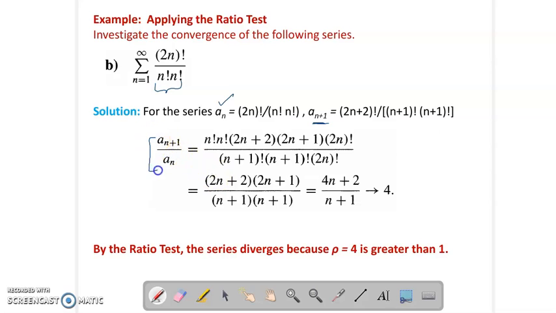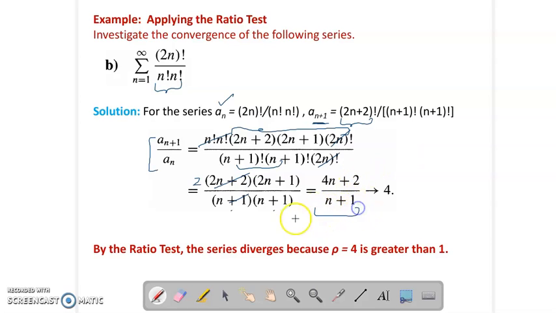Now look at this ratio a_(n+1) by a_n. When you write a_(n+1) by a_n, write (2n+2)! as (2n+2) into (2n+1) into (2n)!, so that this (2n)! cancels out with (2n)!. This n! cancels out with these ones. You have (n+1) in the denominator, and in the numerator you have (2n+2) into (2n+1). This (n+1) also cancels out with this one. You will have a 2 outside. So this is (4n+2) upon (n+1).